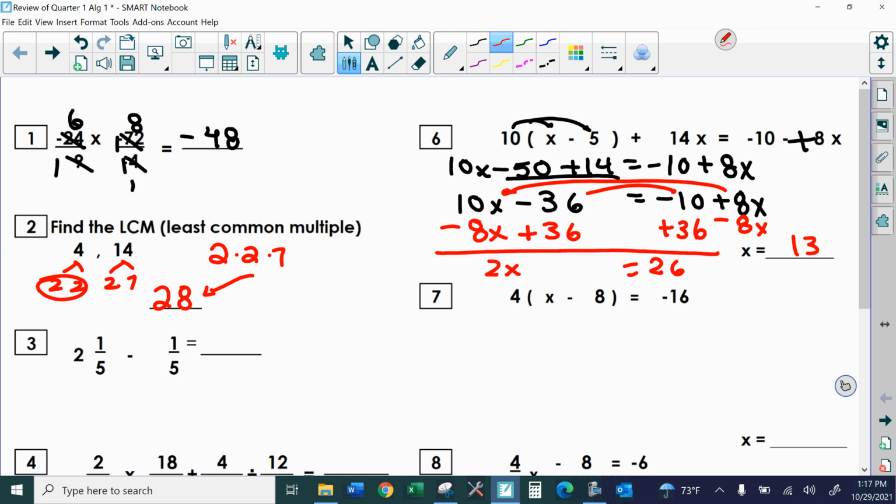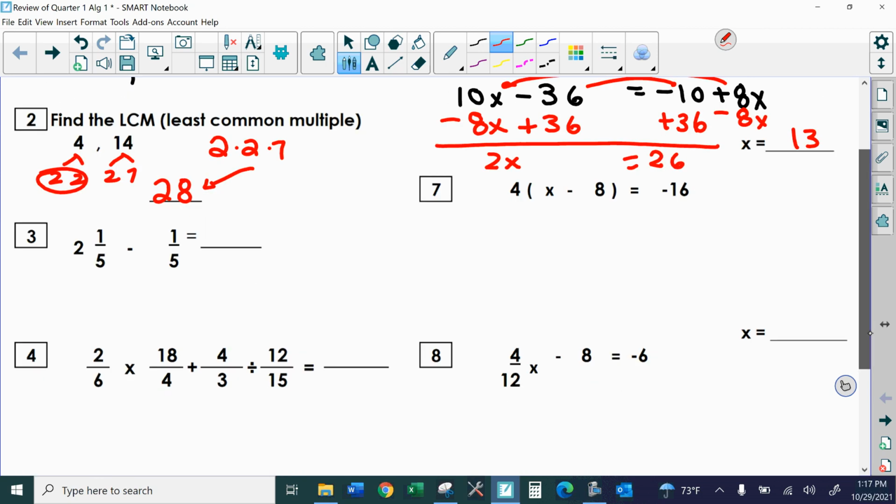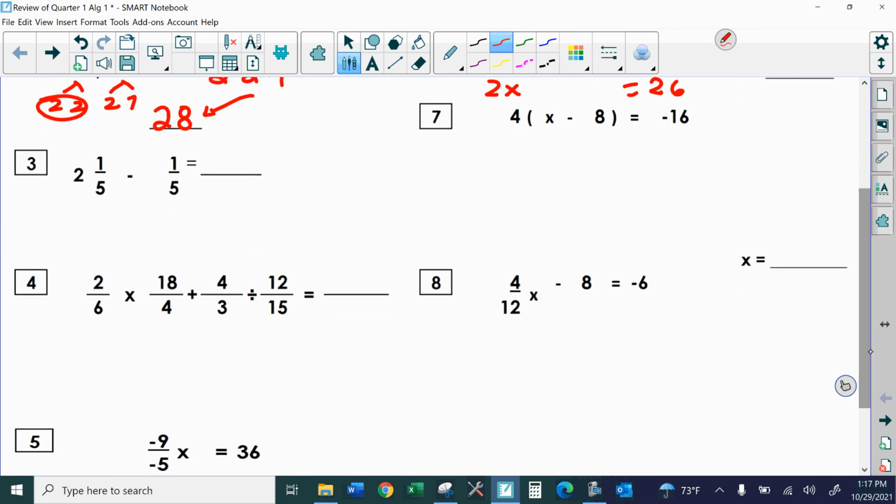All right, number 3. We are subtracting here. I have 2 1/5 minus 1/5. Okay, let's change that. These are randomly generated. That's too easy. That's just 2. Let's change this to 2 7ths. Let's make this 2 7ths instead. Okay, so you actually have to find a common denominator and do some work.